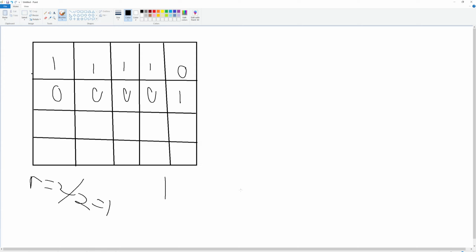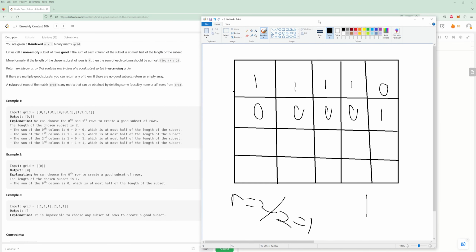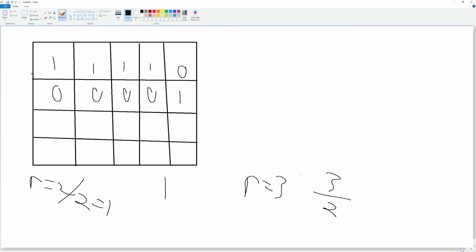Now, what about if we had 3 rows? How many ones could we have? For 3 rows, it would be 3 over 2, and then they want you to round up here, actually. So you could see that the length of each column should be at most floor of this over 2, which means floor of this is 1. So you're only allowed to have 1 one. Well, if you can have a 3-row subset, right? Let's say you have some 3-row subset, whatever. Think about it. You can only have 1 one in all 3 of these columns.